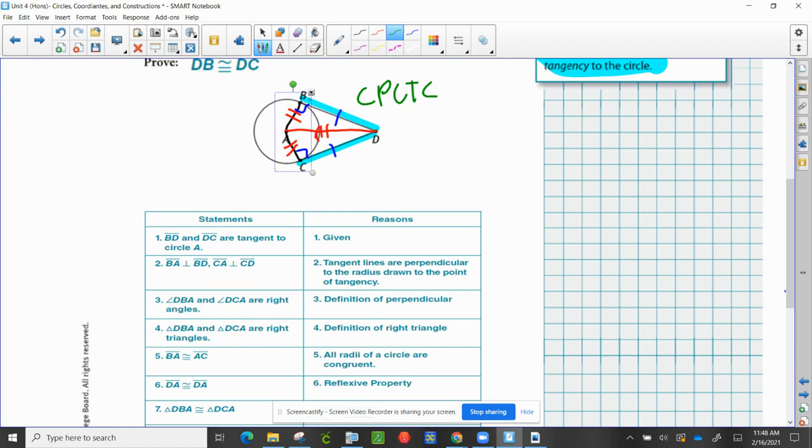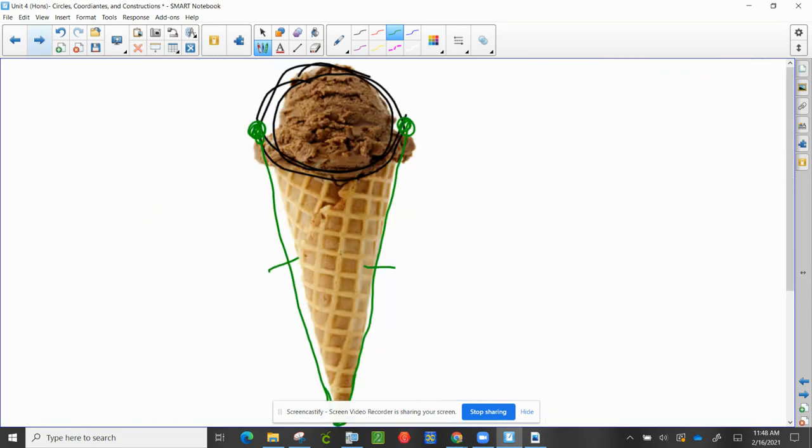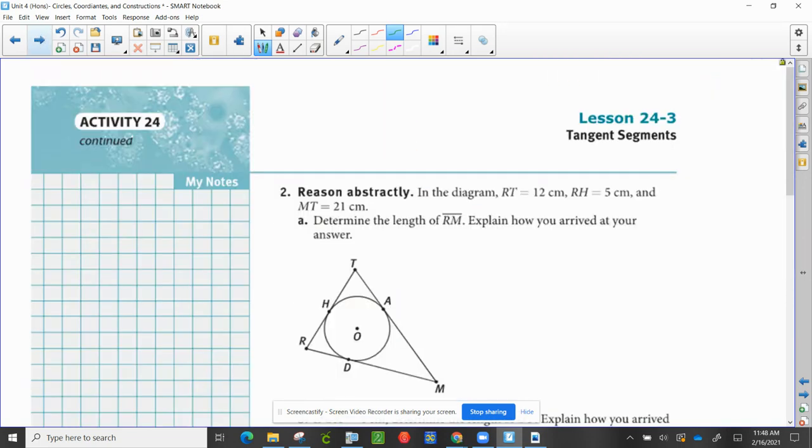So the theorem here is that anytime you have two tangent segments coming from one point, so in this problem, point D, those segments will always be congruent. So I proved it here with this proof from the book. So now we can always use that. So let's go to the next slide here.